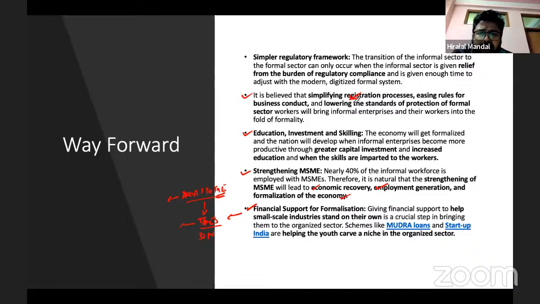It is very complicated, and this is the reason why micro, small, and medium enterprises are avoiding registering themselves and avoiding becoming part of the formal sector of the economy. So we must focus on simplifying the registration process, simplifying the process of making formal companies, and easing rules of business conduct. Labor laws must be liberalized so that more and more enterprises become part of the formal sector of the economy.